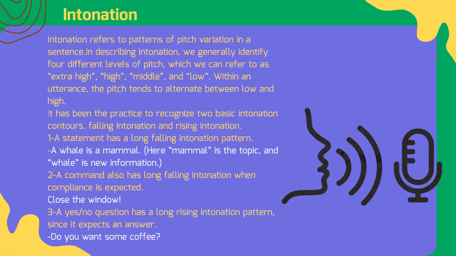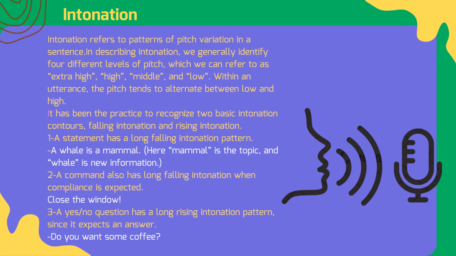And intonation. Intonation refers to patterns of pitch variation in a sentence. In describing intonation, we generally identify 4 different levels of pitch, which we can refer to as extra high, high, middle, and low. Within an utterance, the pitch tends to alternate between low and high. And it has been the practice to recognize 2 basic intonation contours, falling intonation and rising intonation.